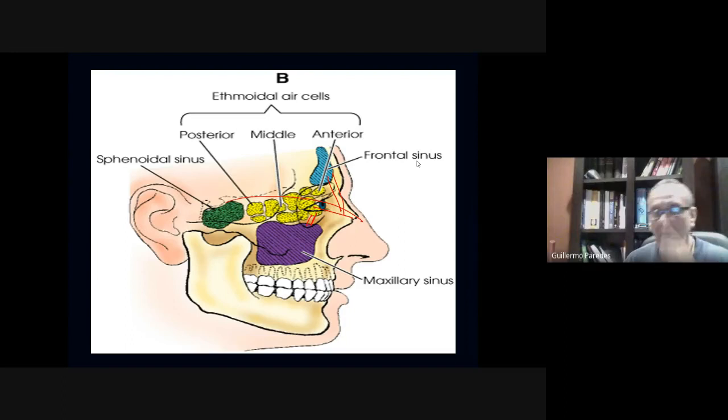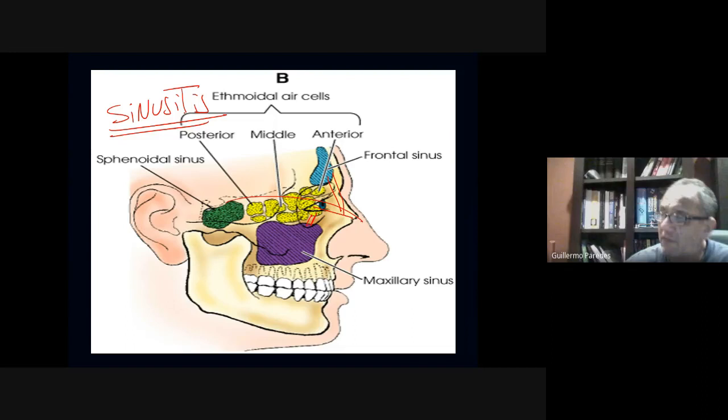The largest sinus is the maxillary sinus. The maxillary sinus. And that is the most common who is going to produce sinusitis. What is sinusitis? Is an inflammation of the sinus. We okay with that?